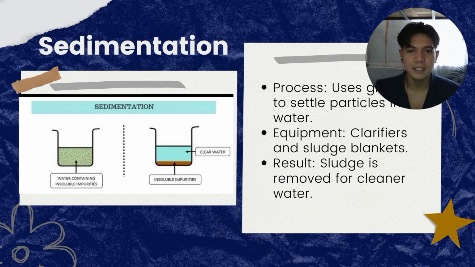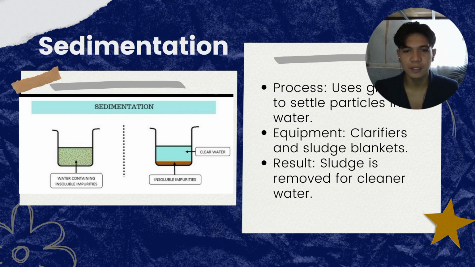Third is sedimentation. Sedimentation removes larger particles or floc from water by gravity. Clarifiers and sludge blankets are used to enhance sedimentation's efficiency, which separates solid particles from treated water. The settled material or sludge is removed by hand or by another process.